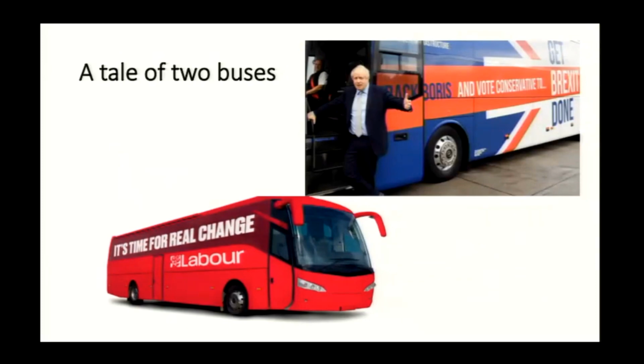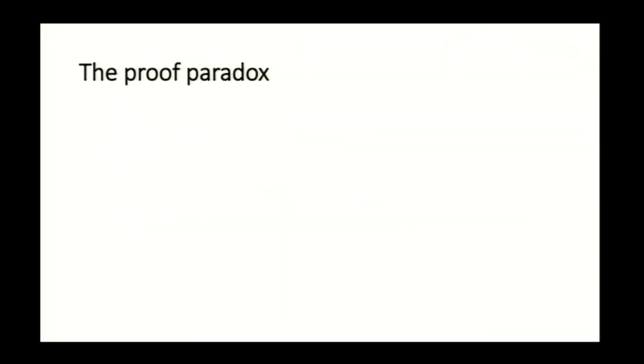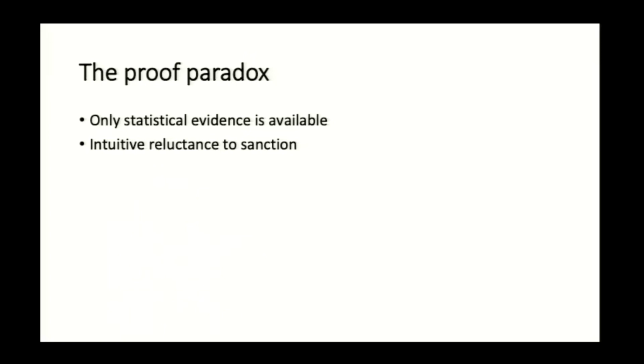So you might suppose that, let's say, 65% of the buses belong to the blue bus company and only 35% belong to the red, and this is the only evidence we have to distinguish between them. This is what's called a proof paradoxical case. The reason it's proof paradoxical is that the only evidence available is statistical, but there's an intuitive reluctance to find either party guilty in that case. There's a widespread thought, that maybe some of you share, that we shouldn't find a particular party at fault just on the basis of mere statistics.